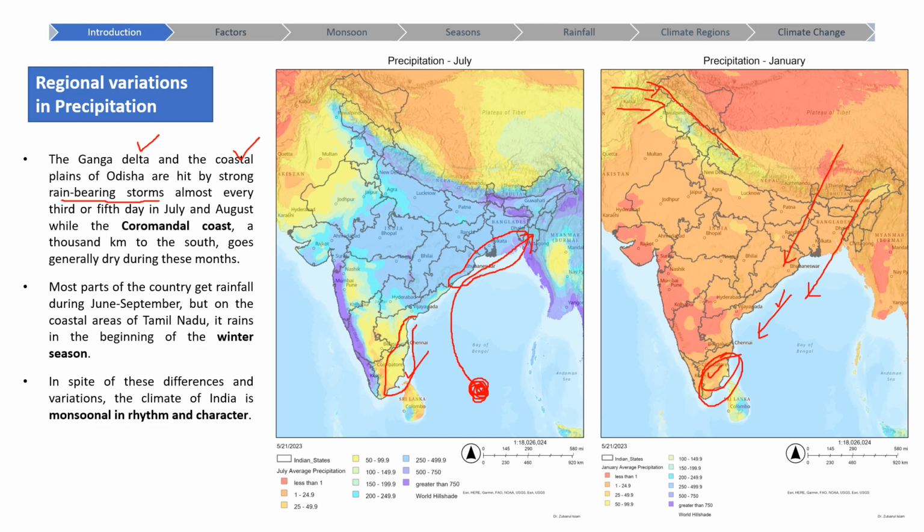So there are huge differences. The difference day to day, season to season, place to place. Okay, still the system is a monsoonal system, which we can call a rhythm and the character of the climate of India, that is monsoonal type of climate.